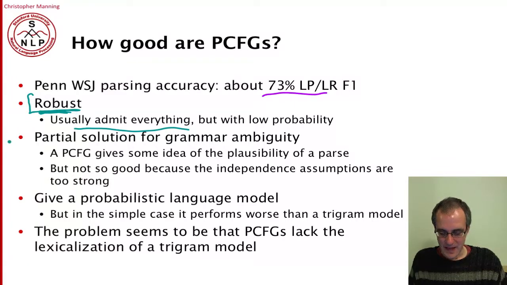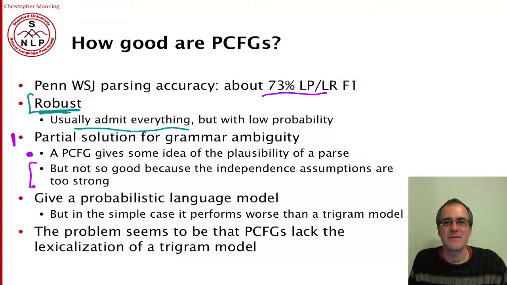Another good thing about PCFGs is that they give us at least part of a solution to grammar ambiguity. Like in the example of people fishing that I showed earlier, the PCFG tells you which parse for a sentence to choose, and at least sometimes it chooses the correct one. So it gives some idea of the plausibility of a parse, but as we'll see more later, and you already got a hint of, because of the strong independence assumptions of PCFGs, it's not actually very good at doing that.